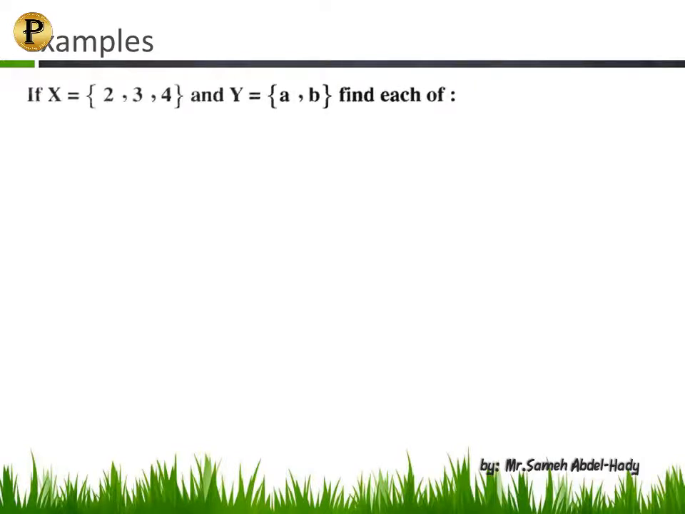Let us see another example. It says if x equals the set {2, 3, 4} and y equals the set {a, b}, find each of x times y, y times x, and finally x times x. You can stop this video and try by yourself. Okay, let us try.